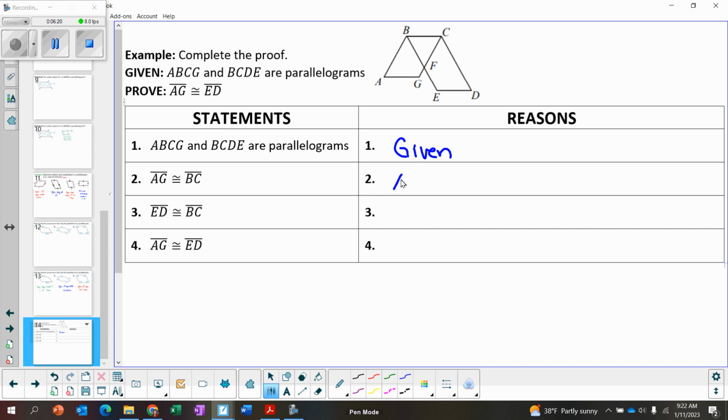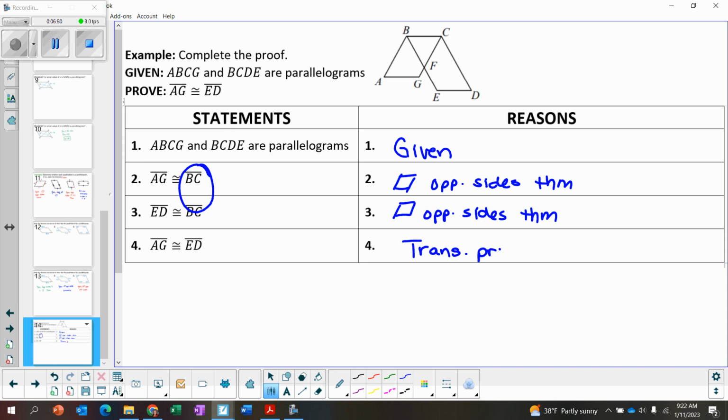parallelogram opposite sides. And then ED is congruent to BC because they're opposite sides in parallelogram BCDE, also parallelogram opposite sides. And now they're both congruent to BC, so AG is congruent to ED by the transitive property. And this is 7.3, proving quadrilaterals are parallelograms.